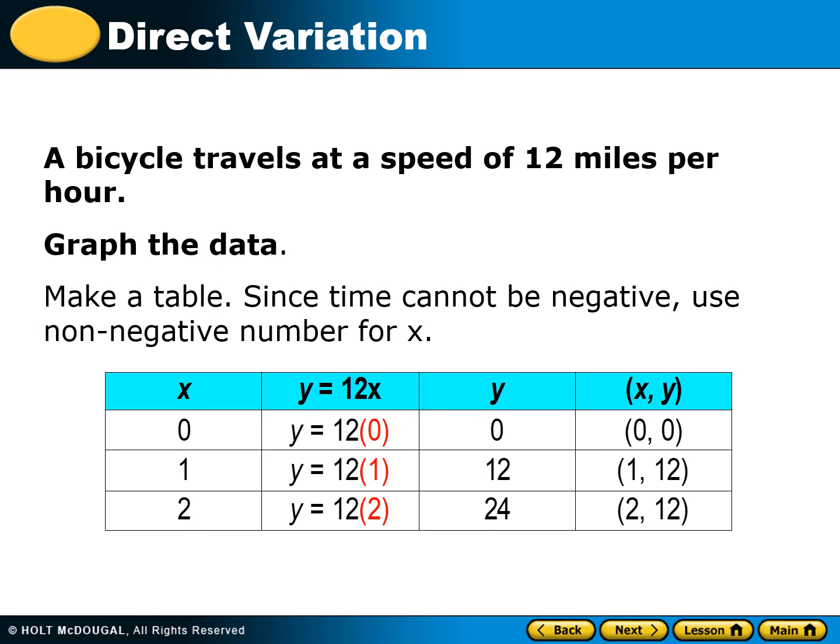The next step that we are going to do here is to make the table of values. From our previous example, since time cannot be negative, we are going to use the positive numbers for x. If x is equal to 0, y equals 0. So we have the coordinates (0, 0). And then if x equals 1, y equals 12. So we have the coordinates (1, 12). If x equals 2, y equals 24. So we have the coordinates (2, 24).